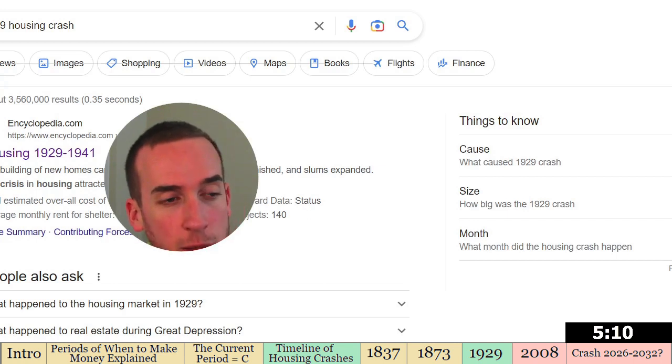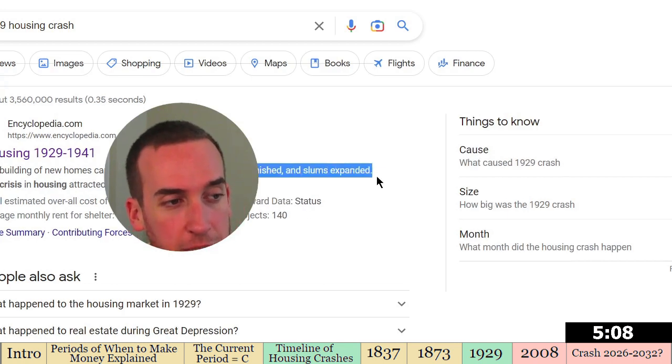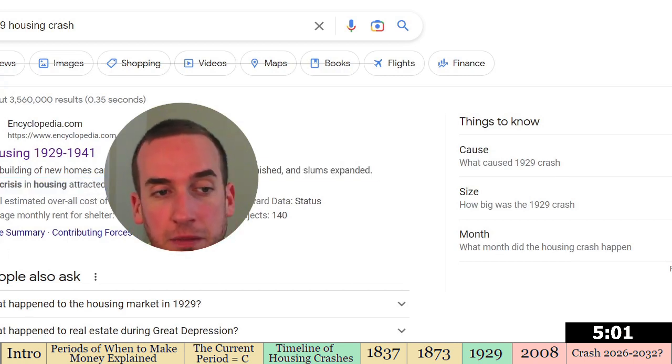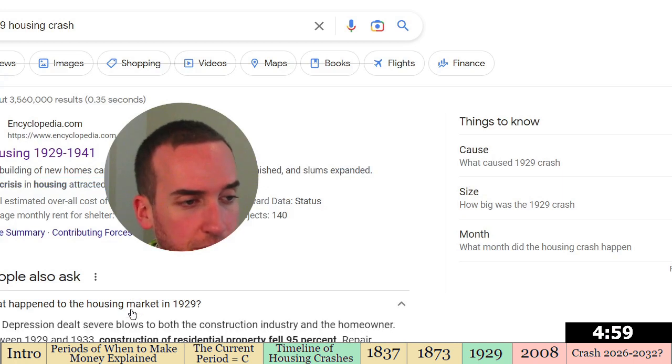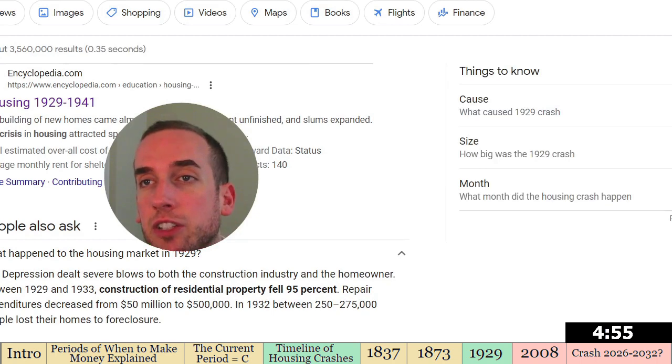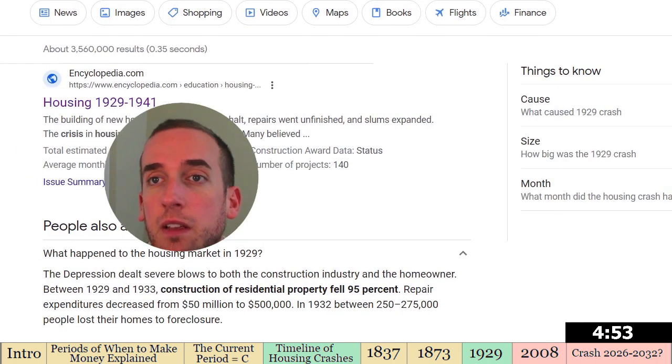The building of new homes came almost to a halt. Repairs went unfinished and slums expanded. The crisis in housing attracted special attention. Okay, so this is around 1929. Okay, some good info over here. I'm just going to move it so you guys can see.